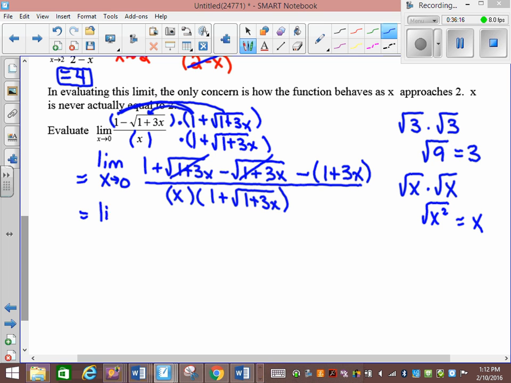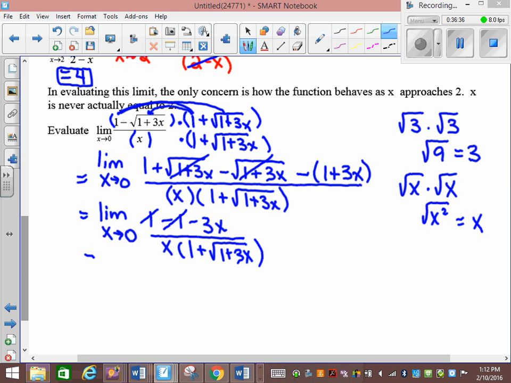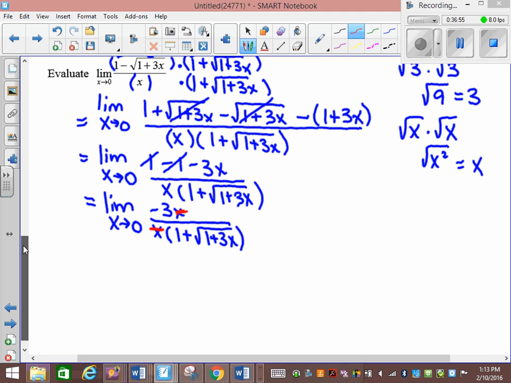So I get the limit as x approaches 0 of 1 minus 1 minus 3x, over x times 1 plus root 1 plus 3x. On the top, I'm just left with the limit as x approaches 0 of negative 3x over x times 1 plus root 1 plus 3x. And my x is gone. My issue is gone. I can now fill in 0 and be a happy person because I can find the limit.